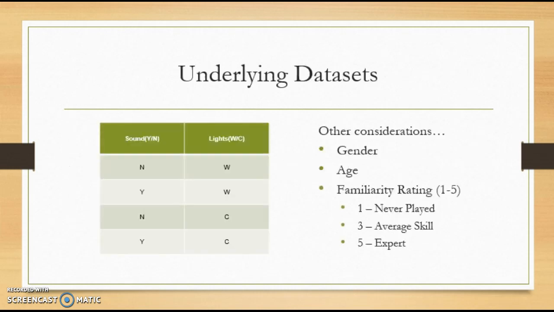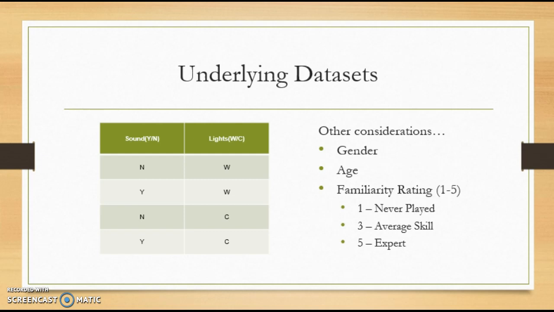To explain the data set that we recorded and all the information that we took from our participants, we have this chart here that shows the sound and the light. So these are the 4 different scenarios that participants could have been subjected to. So the sound could have been a yes or a no, and then the lights are either the white or the C stands for colored. Other things that we recorded from our participants were their gender, their age, and then their familiarity with Sudoku.